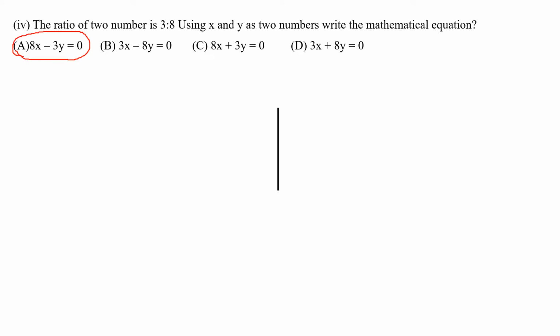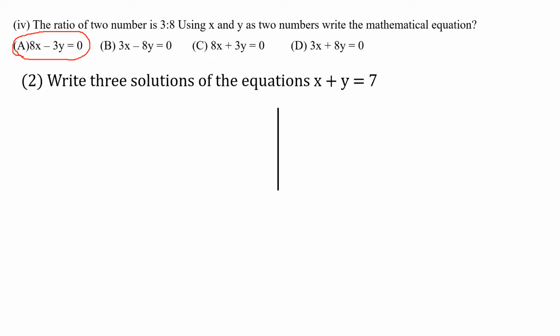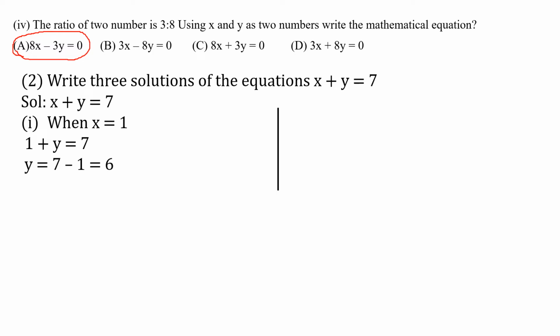Now moving to the next one. Write three solutions of the equation x plus y equals 7. You have to write three solutions for it. Students, it is an open-ended question, so you can take any value for x, substitute, and find the value of y. I have done three solutions. When I take x equal to 1, I substitute: 1 plus y equals 7, so y equals 7 minus 1, which is 6. So the first solution I got is (1, 6).